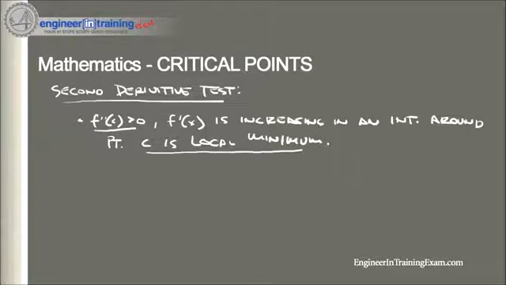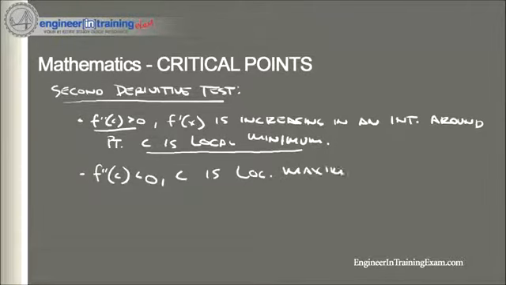Now if f double prime of c is less than 0, then f prime of x is decreasing in an interval around that point C. Therefore, C is a local maximum. So if f double prime is less than 0, then C is a local maximum.